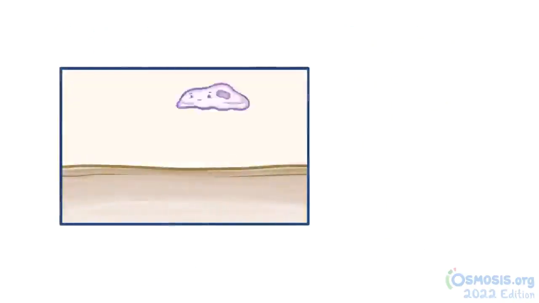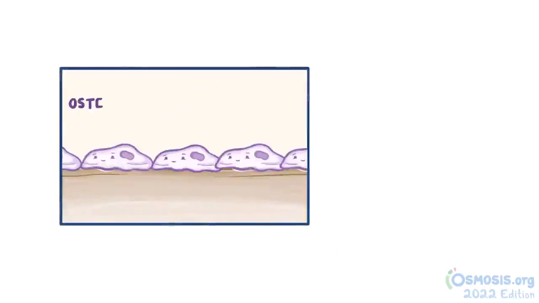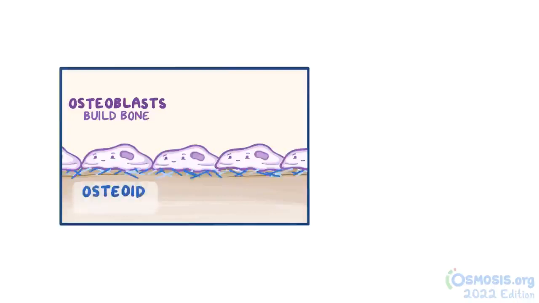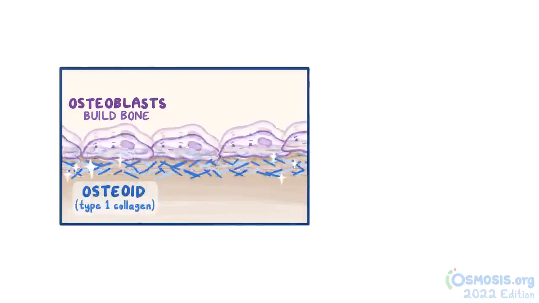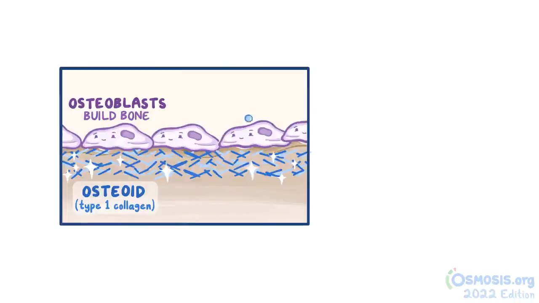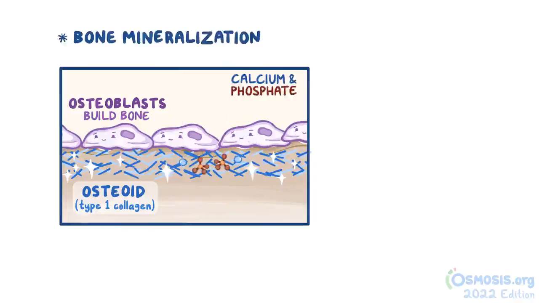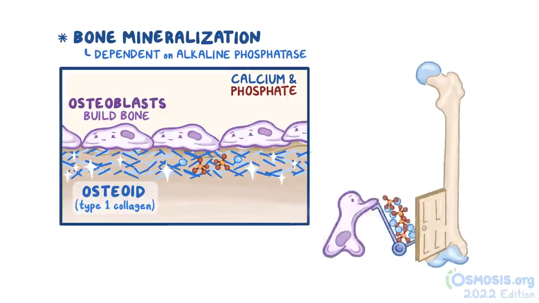Now, for bones to grow and develop properly, special bone cells called osteoblasts are hard at work. To build bone, osteoblasts secrete osteoid, which is an organic matrix made up of type 1 collagen. These collagen fibers are the framework for the osteoblast's work. Osteoblasts then deposit calcium and phosphate crystals into the framework. This process is called bone mineralization, and it confers strength to the growing bones. Bone mineralization is dependent on an enzyme called alkaline phosphatase, which increases in response to osteoblast activity. So at the end of the day, bones are like a storage warehouse for calcium and phosphate.